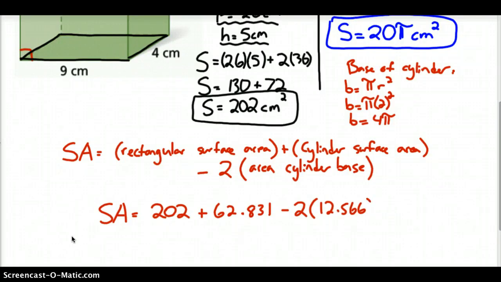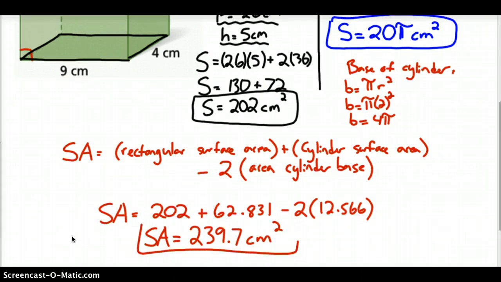12.566. Okay, and so if I plug this in, this should give us our entire surface area of our composite figure. So this will mean now our surface area is going to be equal to 202 plus 62.831 minus 2 times 12.566. And this gives us, we'll call it 239.7. Right? So the surface area is going to be 239.7, and we have to write this in square centimeters. All right, and this is just going to be our final answer.